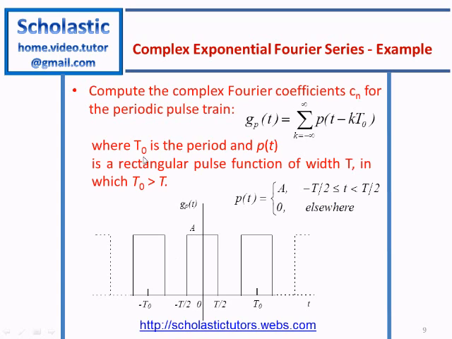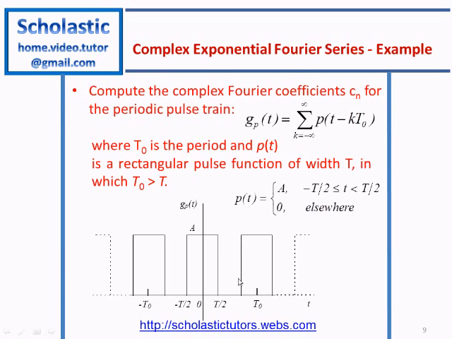And it has a periodicity T0 because from the center of this pulse to the center of the next, the distance is T0. And capital T should be less than T0, otherwise we won't get the space in between, and it will become a continuous DC signal.